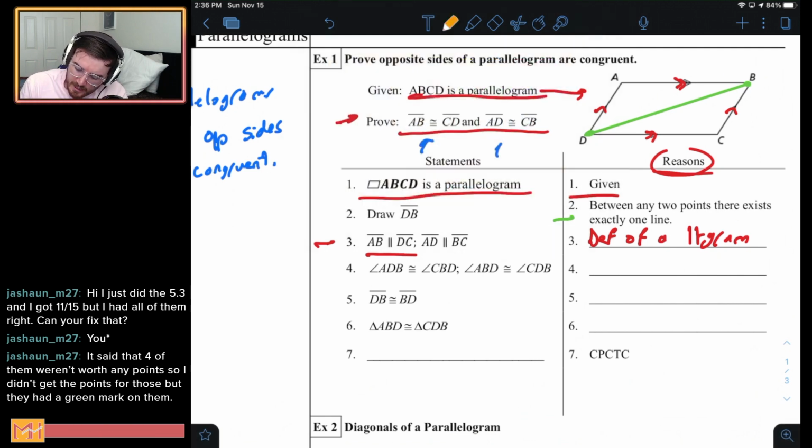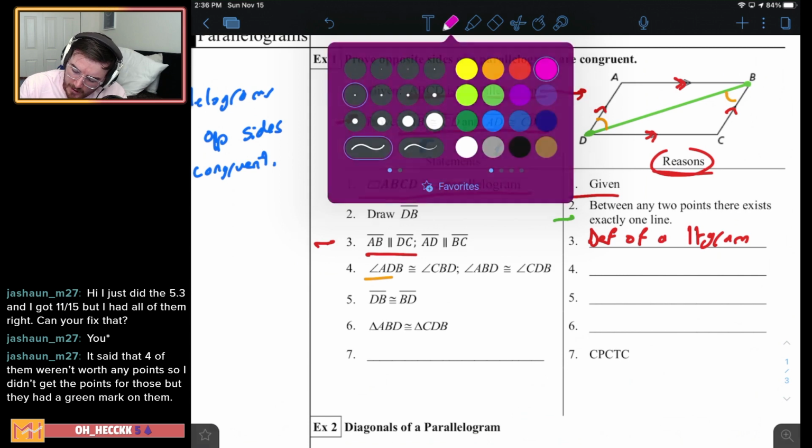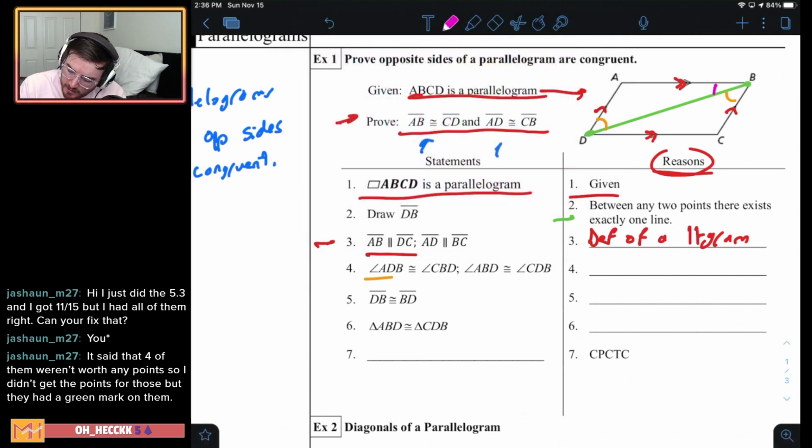Okay, the next statement says ADB is congruent to CBD, and ABD is congruent to CDB.